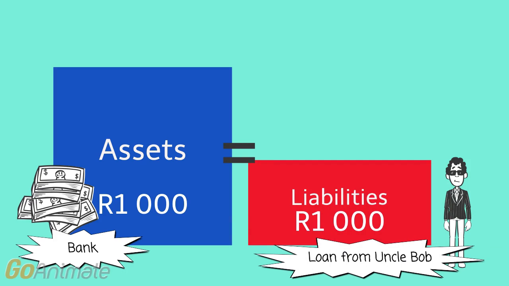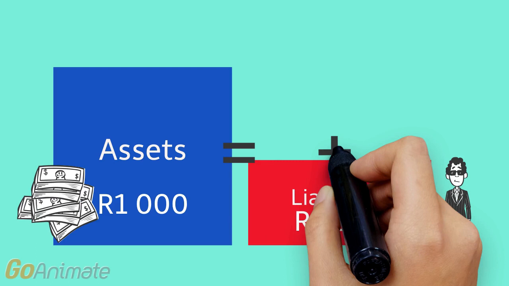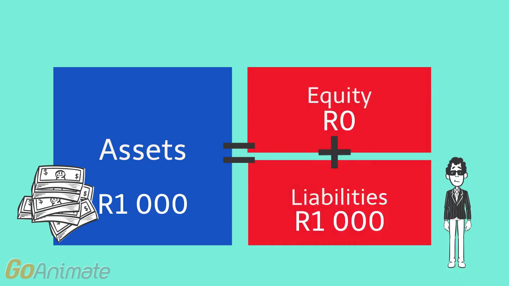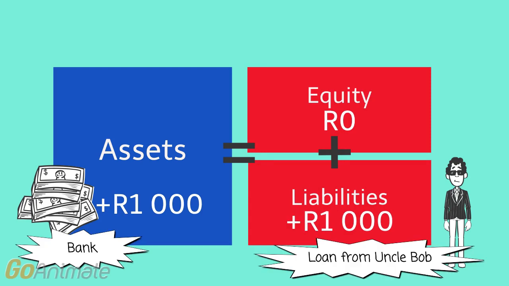So her assets are 1,000 and her liabilities are 1,000. And in this case the equity is 0. So we see that the blue block and the red blocks are equal. We say that the bank balance, the asset, increased by 1,000, and the loan from Uncle Bob, the liability, increased by 1,000.